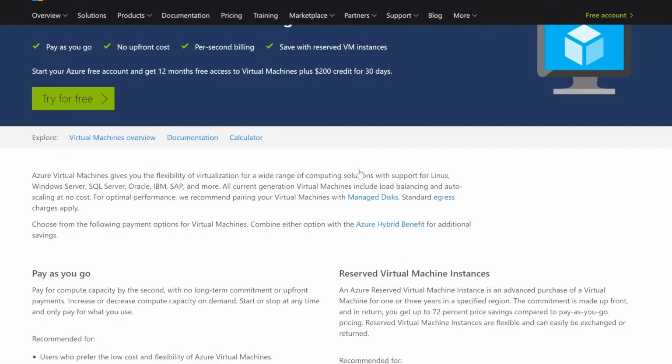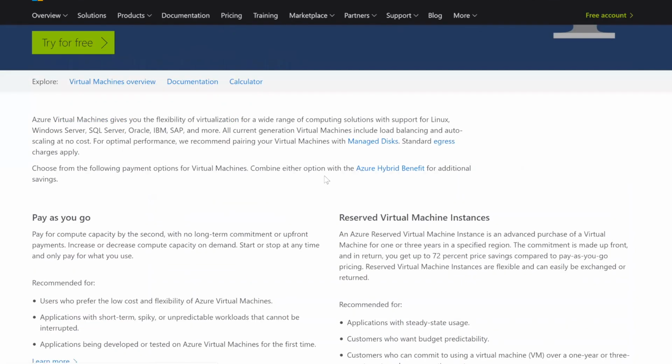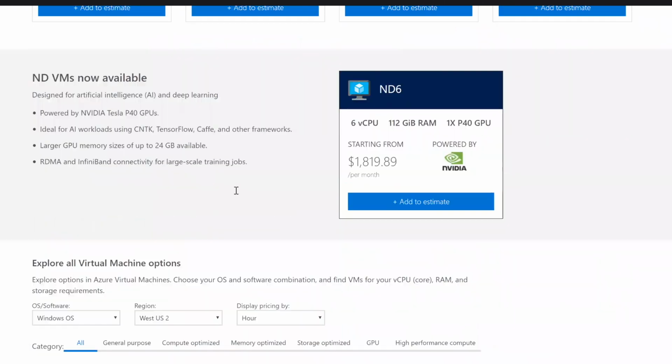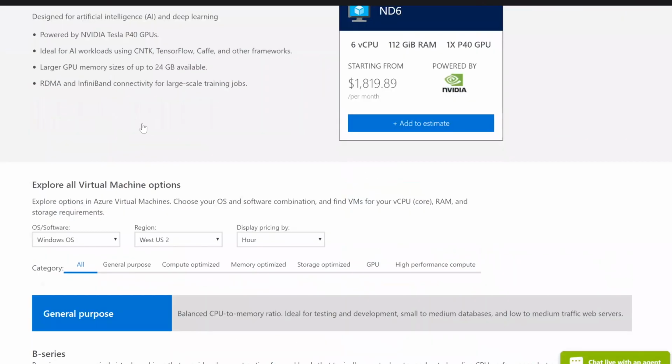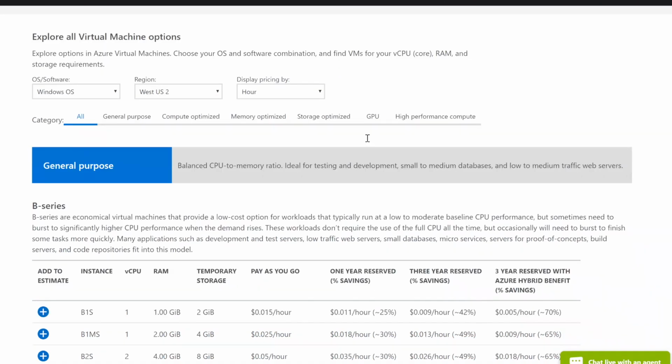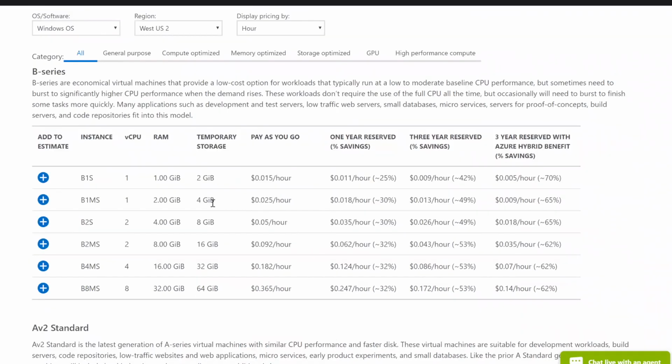And on this page, you will see that they've tried to group them a little bit, but I'll go through. They tried to group them by either all general purpose, compute optimized, memory optimized, storage optimized, GPU, et cetera. So a few things to point out.